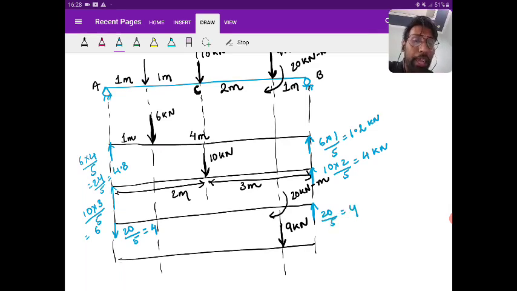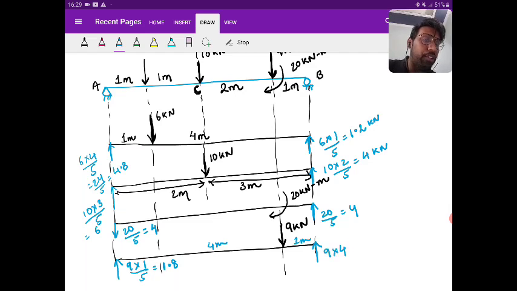Okay, next 9. Here it is 1, other side it is 4. So 9 is there, upward force on both sides. On the A you get 9 into 1 by 5, that is nothing but 1.8. And on the other side 9 into 4 by 5, that is how much? 7.2 kilonewton.